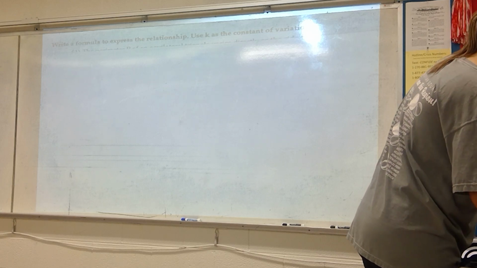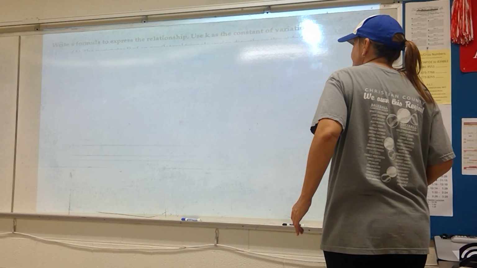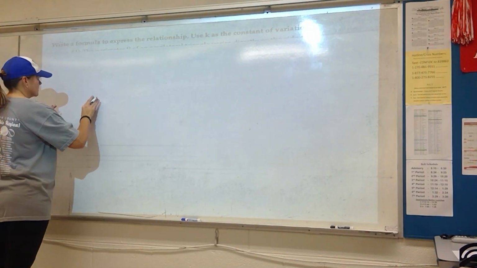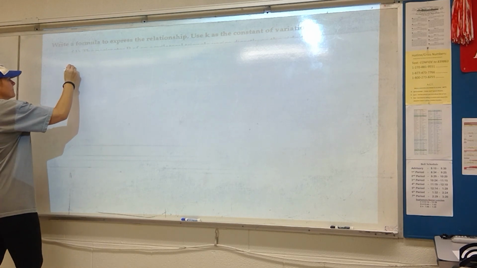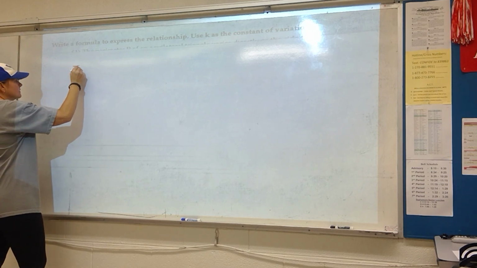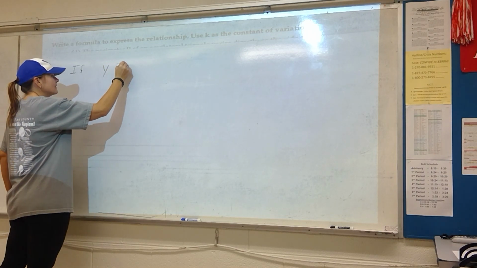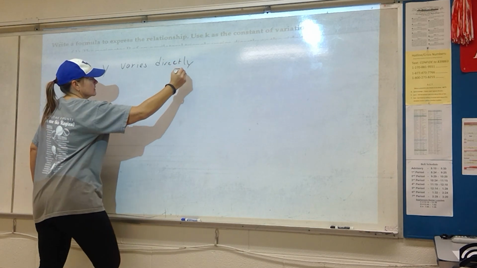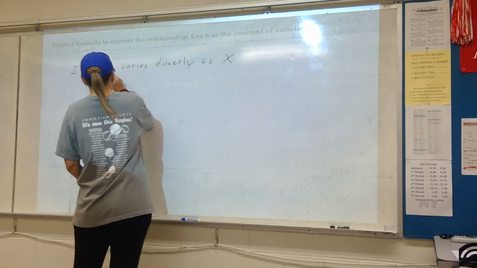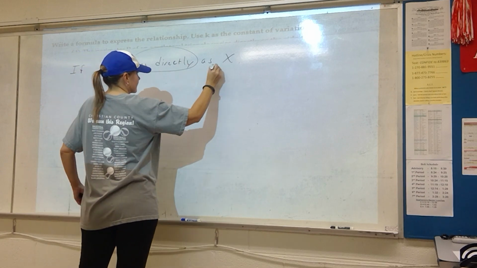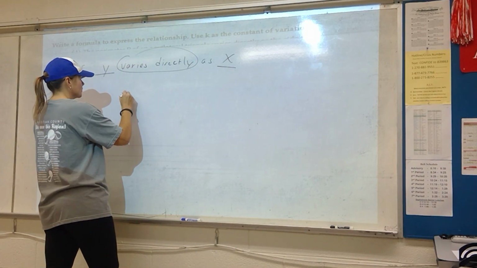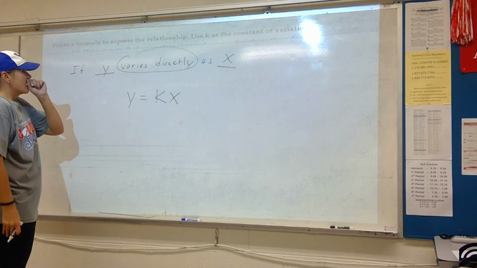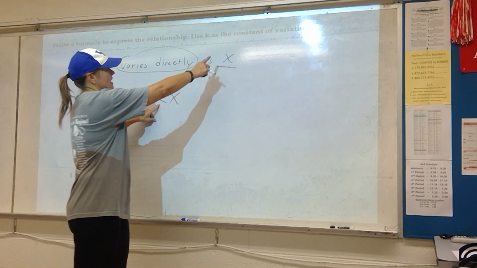All right, sorry. Okay, so let's talk direct variation. I don't know if you want to take notes on this, just pay attention. If y varies directly as x, so if something varies directly as something, you could use this equation. Y equals k times x. K is called the constant of variation.